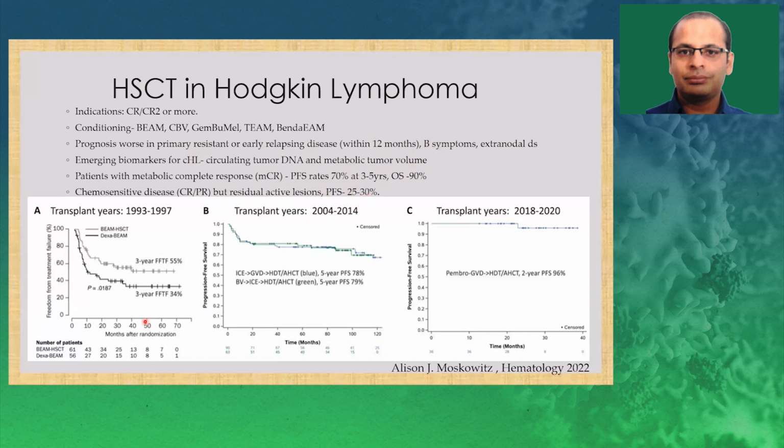And with time, we can see that the response rates with the autologous transplants are improving. Earlier, it was in the tune of around 50%, which improved to around 80% with regimens like ICE or Benda-ICE, followed by autologous transplant. And with Pembro-GVD followed by autologous transplant, the PFS at 2 years reaches around 95%, which is kind of the best response you can get in a relapsed disease.